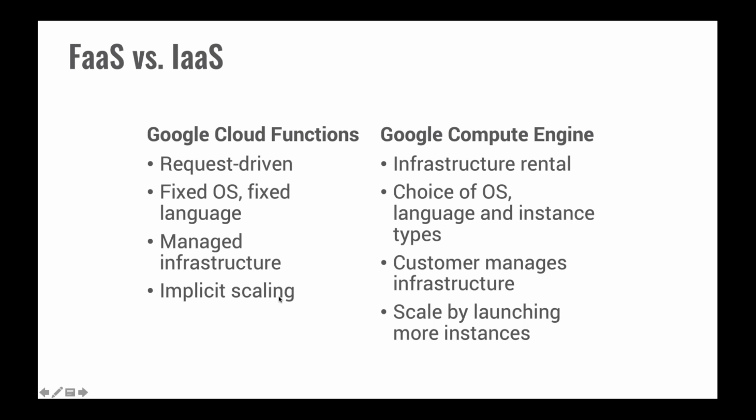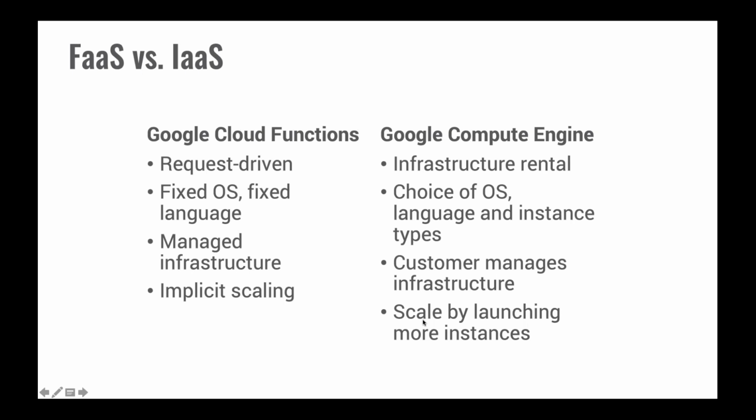Scaling is implicit. You don't know how many instances are currently running. If the same function is invoked multiple times by multiple external events, GCF automatically creates multiple instances, and it is pretty transparent, and nothing is shared between these instances.